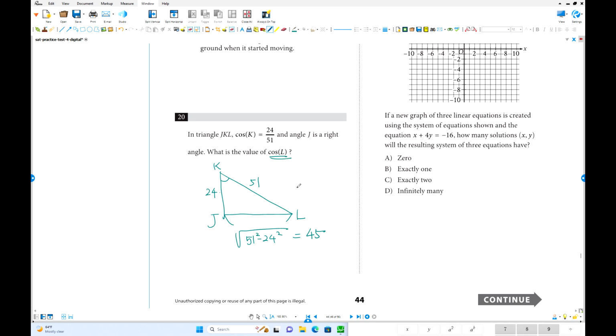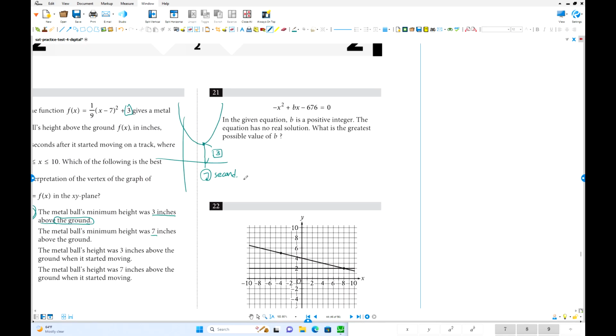So what is the cosine for this angle? Cosine, adjacent over hypotenuse, right? 45 over 51. Simplify, divided by 3, that is 15 over 17, okay? That's the answer.